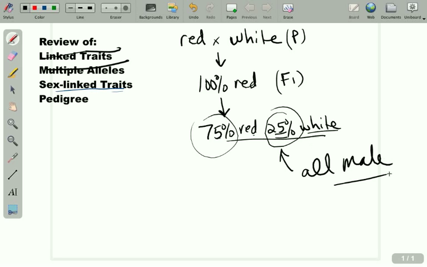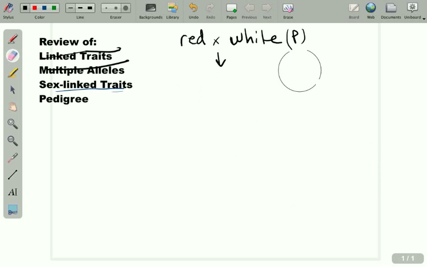And so he was like, what? And he had to go in a new direction. He was like, why are they all male? So he figured out that the trait for this red eye was being carried on the sex chromosome, the X chromosome. So let me show you that now.